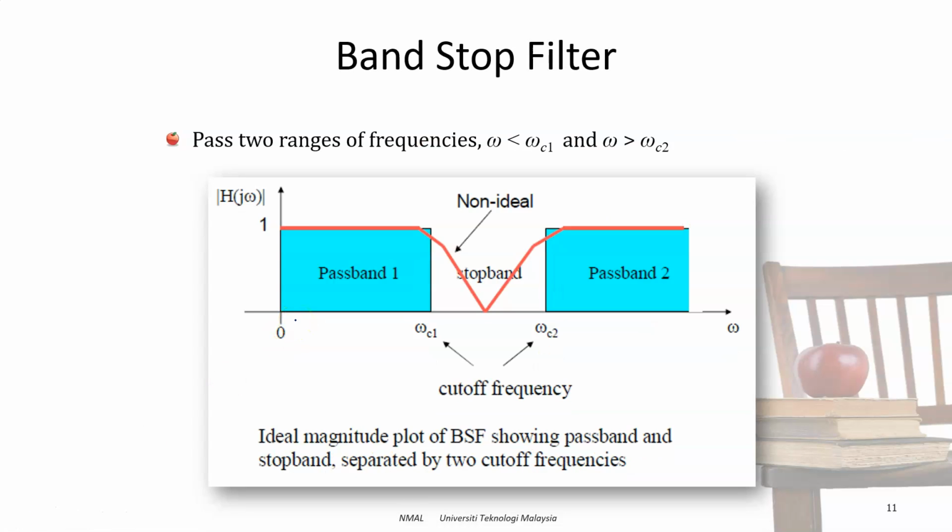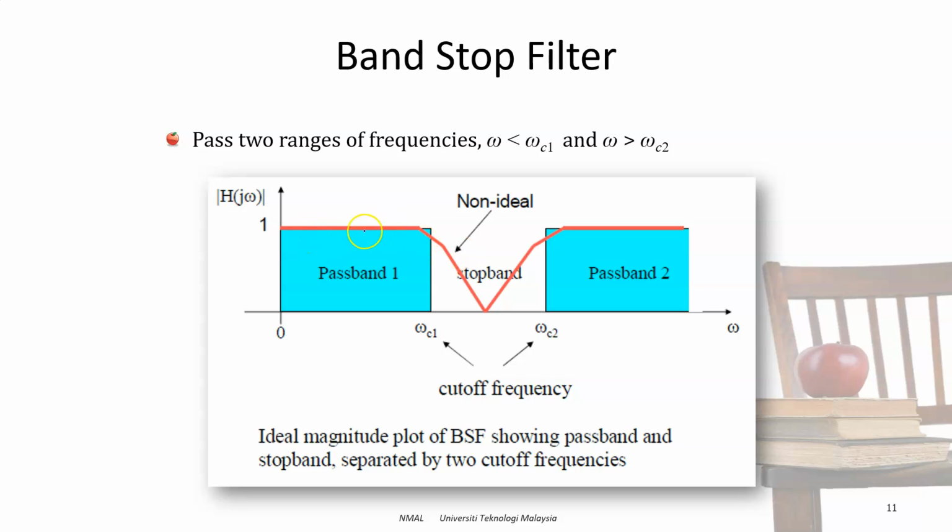This is another type of filter, which is the band stop filter. This is the opposite of the band pass filter, because for the band stop filter we have one stop band and two pass bands. If we remember, the band pass filter has two stop bands and one pass band. For the band stop filter, the frequencies that can go through are omega less than omega c1, which is the first cutoff frequency, and omega bigger than omega c2, which is the other cutoff frequency. So we can see that this is actually the combination of a low pass filter and a high pass filter.